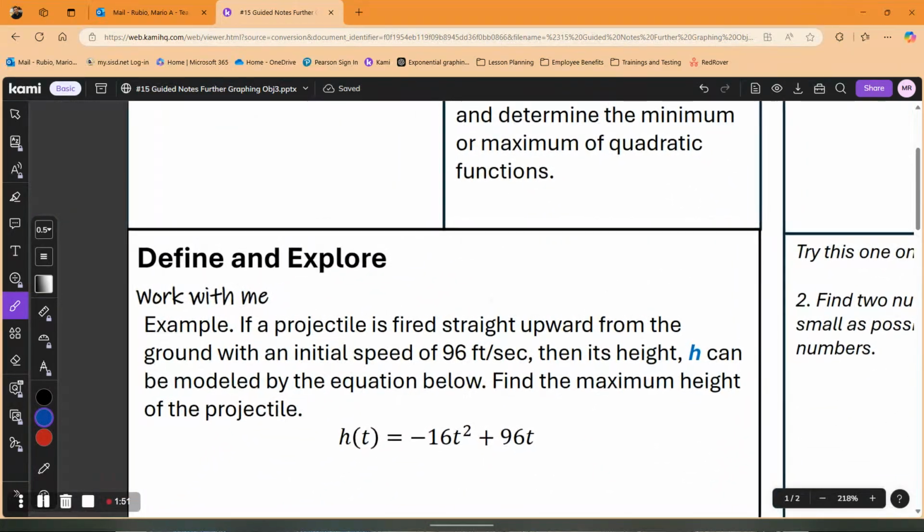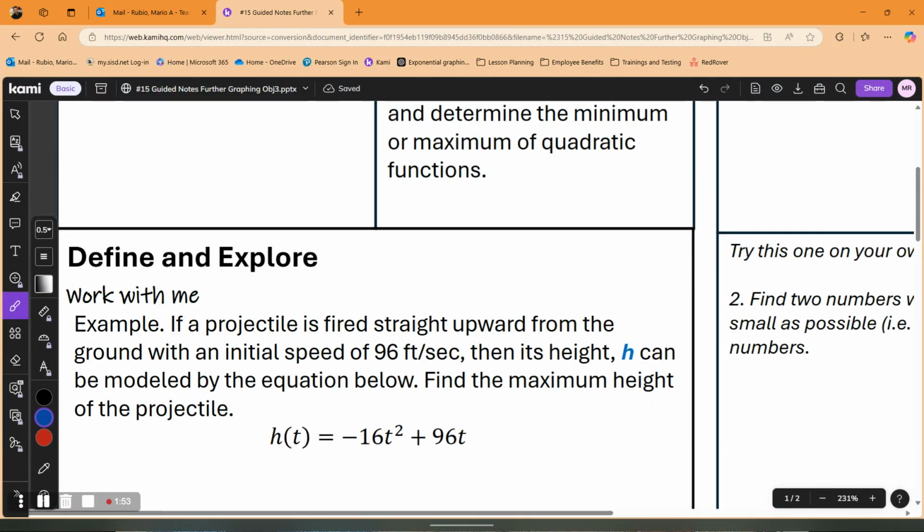We're going to define and explore. Work with me. Example: if a projectile is fired straight upward from the ground with an initial speed of 96 feet per second, then its height h can be modeled by the equation below. Find the maximum height of the projectile. So here we see that word maximum, okay?